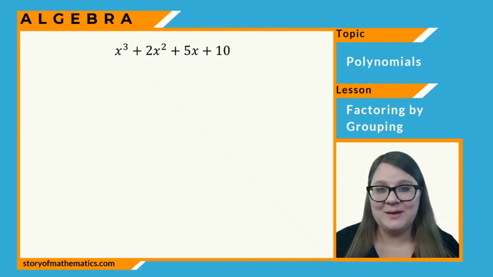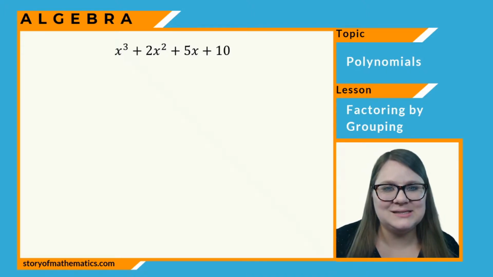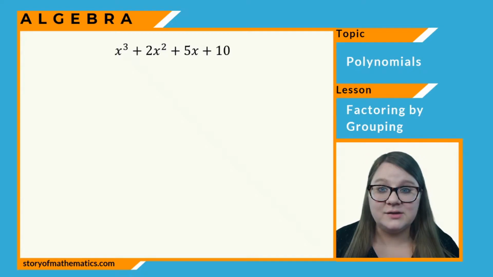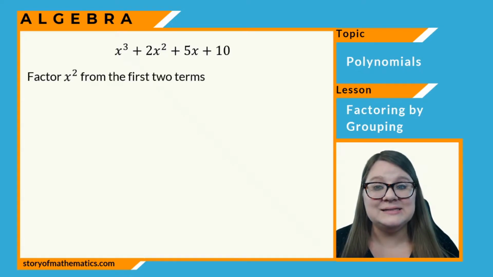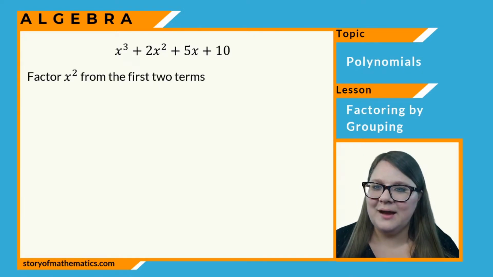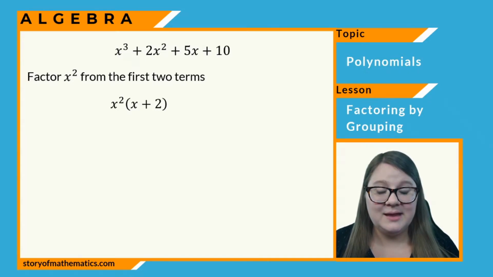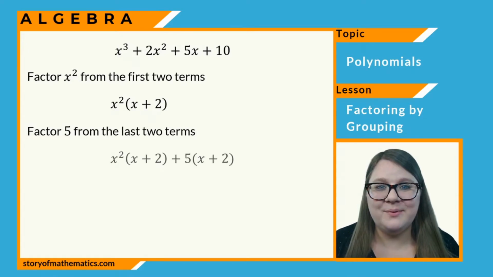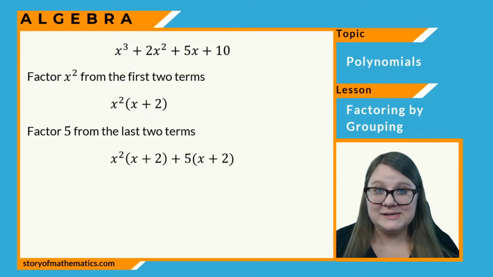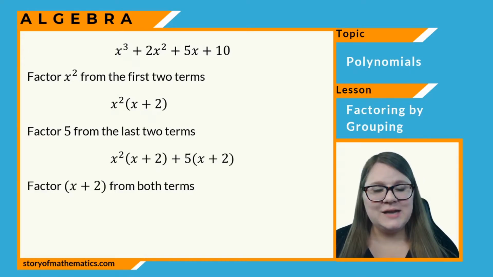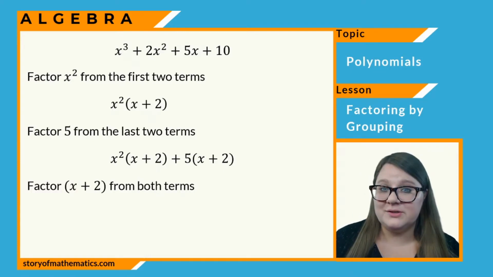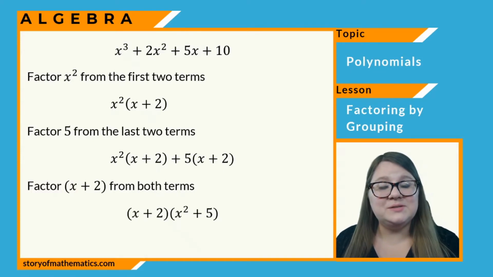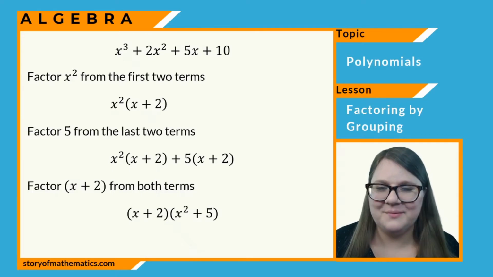x cubed plus 2x squared plus 5x plus 10. Now the greatest common factor for x cubed and 2x squared is x squared. So I'm going to pull that out and get x plus 2. Now the greatest common factor for 5x and 10 is going to be 5. So I can pull that out as well, which is also going to give me x plus 2. So now I can pull an x plus 2 out of both terms. So now I have x plus 2 times x squared plus 5.